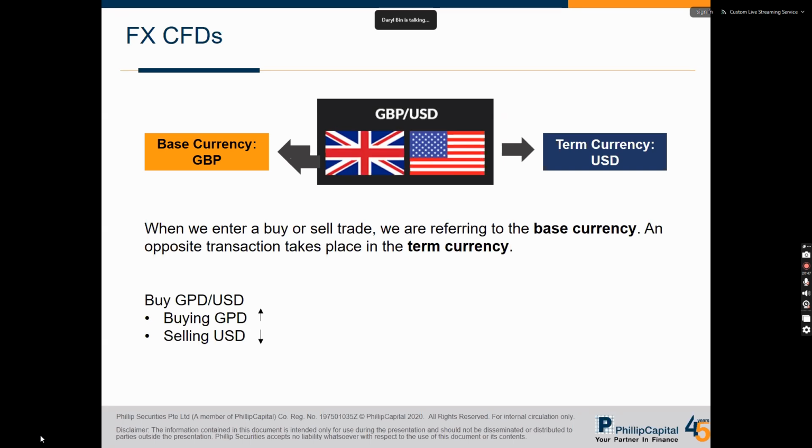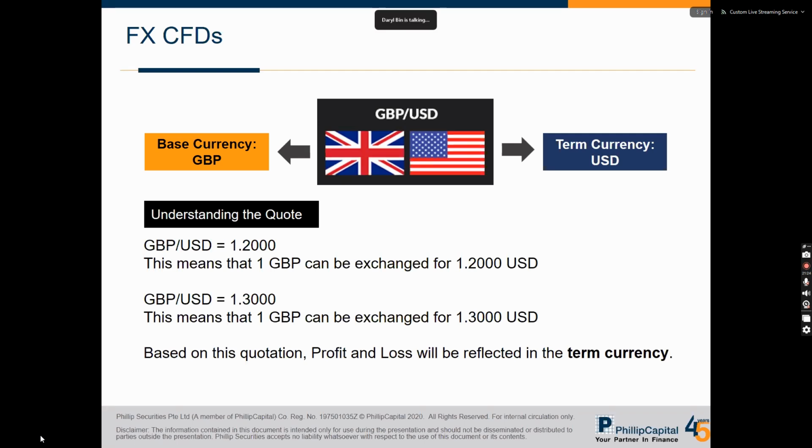Okay, for forex, when we buy or sell a trade, we are referring to the base currency. So an opposite transaction takes place in the term currency. For example, this pair, pound dollar: pound is the base currency and USD is the term currency. So if we were buying the pound dollar, essentially we are buying the pound and selling the dollar. We want the pound to strengthen and the dollar to weaken.